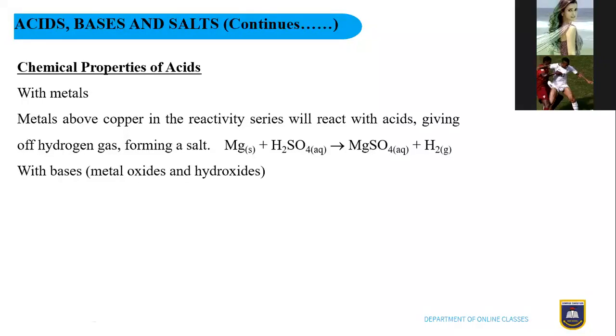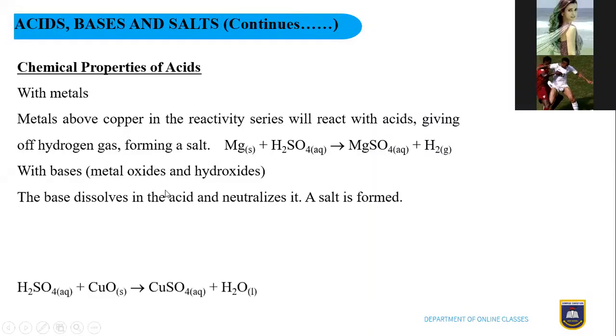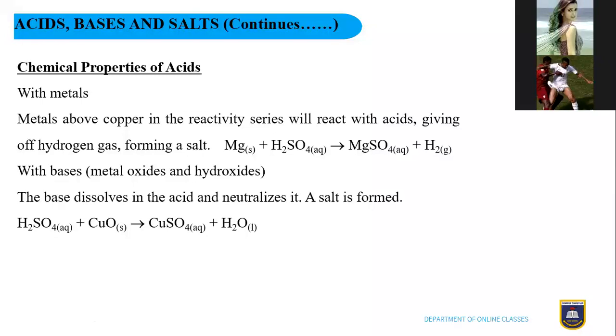Okay? If you are not defining bases according to Brønsted-Lowry, Lewis, Arrhenius, a base is simply the oxide of a metal or the hydroxide of a metal. We define bases as oxides and hydroxides of a metal. Acids are capable of reacting with bases, whether it's an oxide of a metal or a hydroxide of a metal. The base dissolves in the acid and neutralizes it. A salt is formed. Okay, what people call the neutralization reaction.